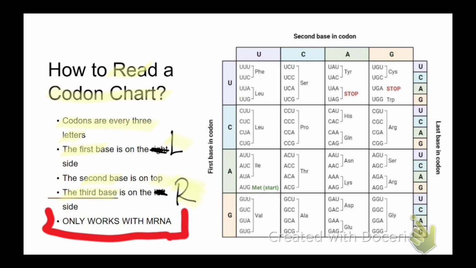So left-hand side, read codon chart. Right-hand side, codons are every 3 letters. First base is on the left. Second base is on the top. Third base is on the right. Only works with mRNA. Give me a fist of 5 to having that down.